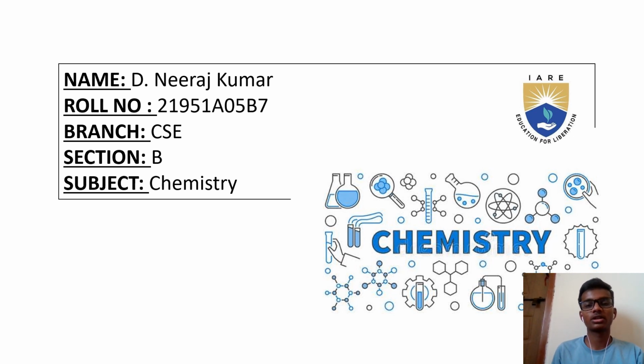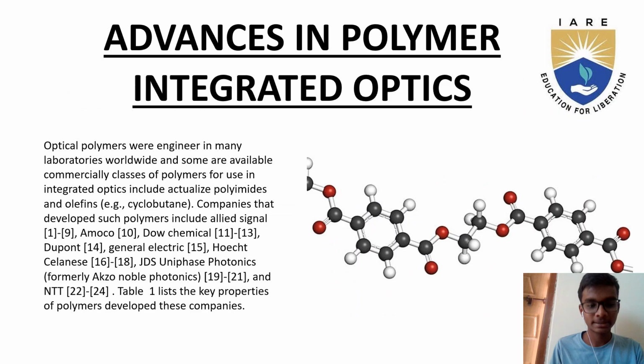Today we are going to discuss polymers and the advanced technology used to make different kinds of materials using polymers. Optical polymers were engineered in many laboratories worldwide and some are available commercially. Classes of polymer for use in integrated optics include acrylates and olefins, for example cyclobutane, cycloheptane and so on. Many companies use such polymers.